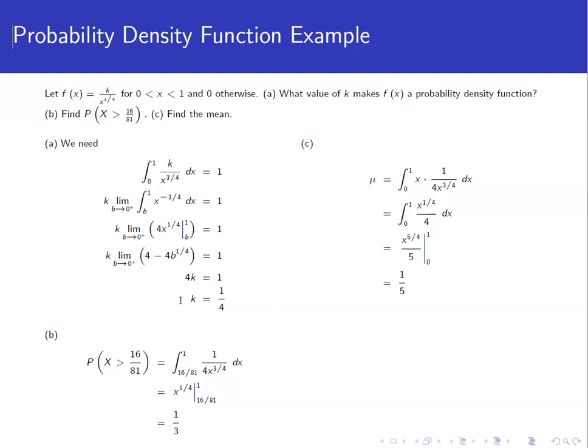For part B, we're asked to find the probability that x is greater than 16 over 81. Plug in 16 over 81 for our lower limit of integration. The largest x that we can use in our probability density function is 1. So we're integrating from 16 over 81 to 1 of our 1 over 4 x to the 3/4. We found that k was 1/4. That's where that 1 over 4 x to the 3/4 comes from. Antiderivative for that is just x to the 1/4, and you plug in your values and simplify, and you should get 1/3.